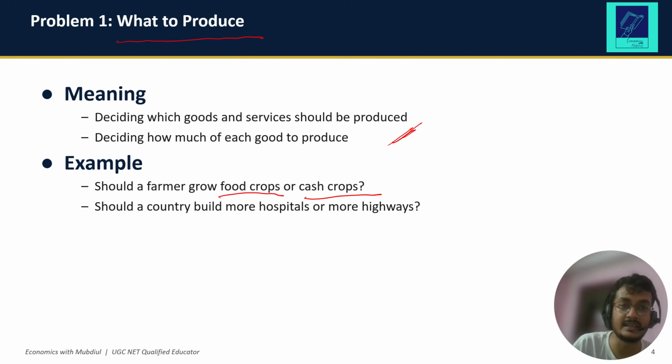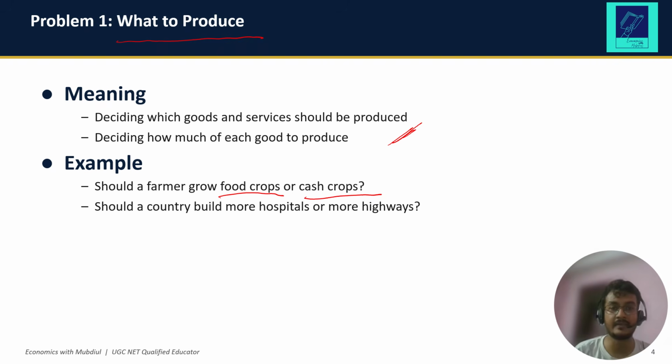So scarcity creates choices, and choices create opportunity cost. And when we are making these choices at the level of the entire economy, they become the central problems of an economy. Now let us take the second example from the slide.